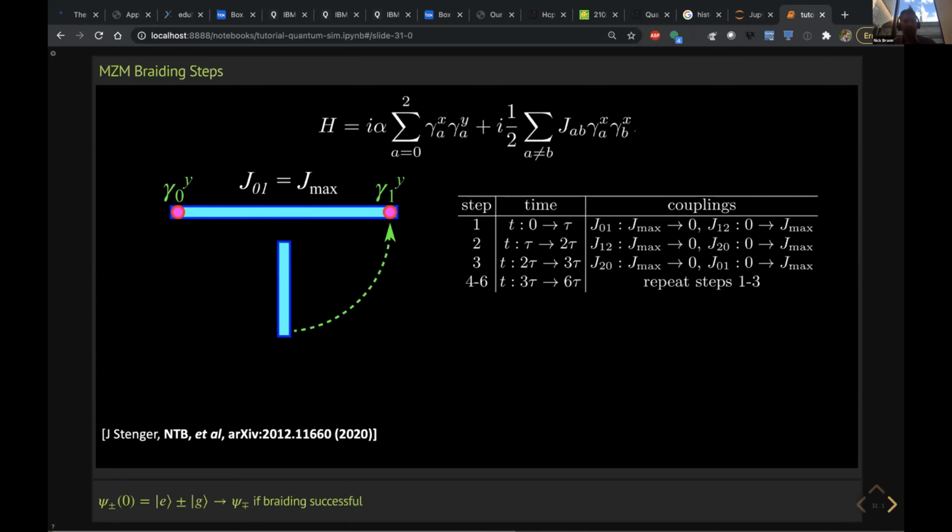And then we know that if we go from the parity mapping of psi plus minus to psi minus plus, essentially we've gone from even to odd or odd to even parity. Then we have had successful braiding.